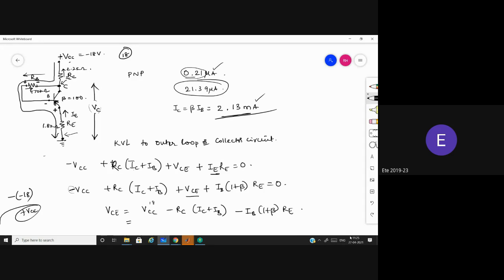That's why, to avoid that confusion, I wrote here plus VCC. But still, it is minus VCC. To just avoid the confusion, I wrote it like that.